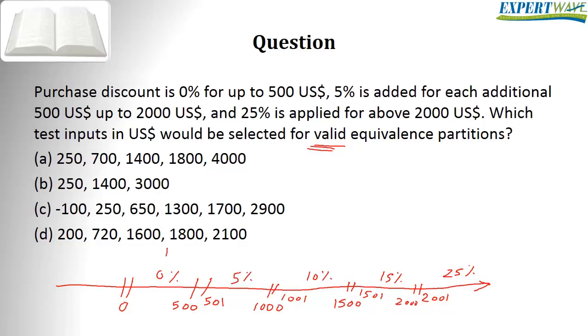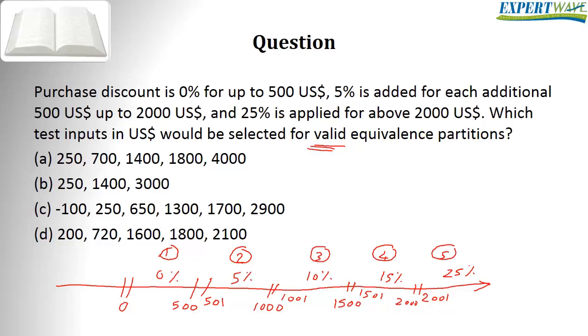So looking at this, how many valid partitions do we have? We will have one from 0 to 500, the second partition from 501 to 1000, the third partition from 1001 to 1500, the fourth partition from 1501 to 2000, and the last partition from 2001 till infinity. So we have 5 valid partitions.